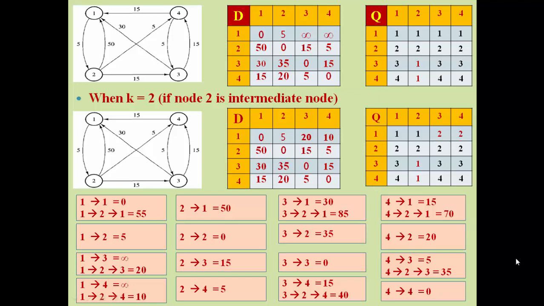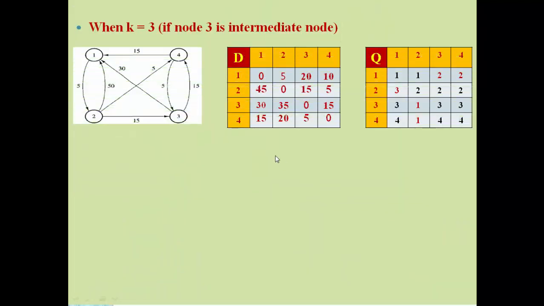Now the same process you have to do when we consider our node number 3 as an intermediate node, and our last node, that is node number 4, as an intermediate node. So when we consider node number 3 as an intermediate node, at that time we can get the updated capital D matrix and updated capital Q matrix. You have to follow the same process, and we can get these 2 different matrices, capital D and capital Q.